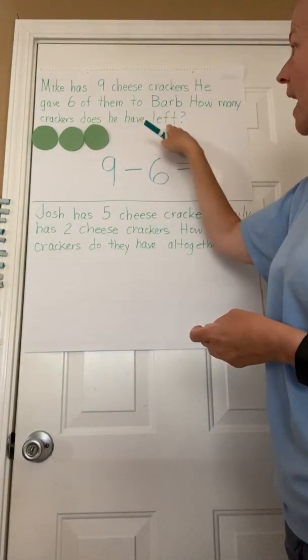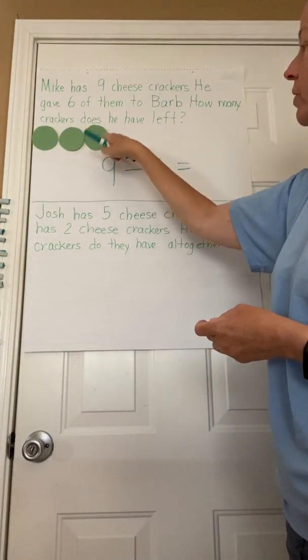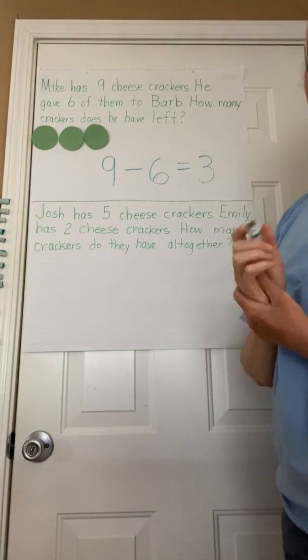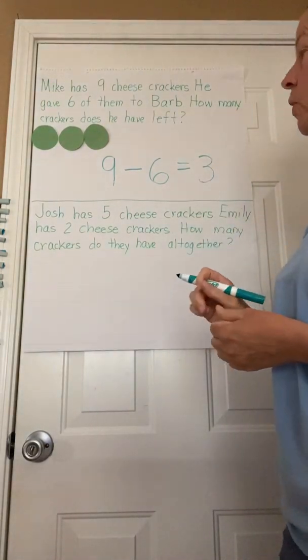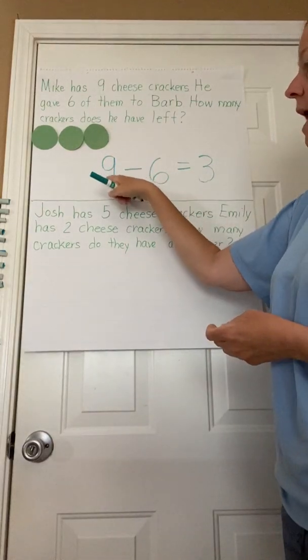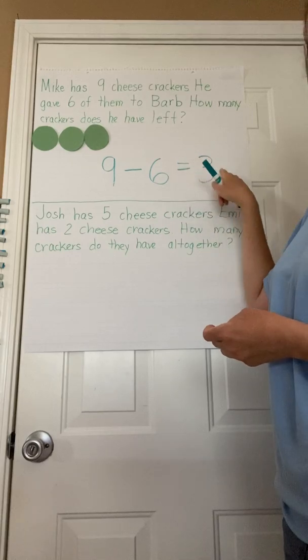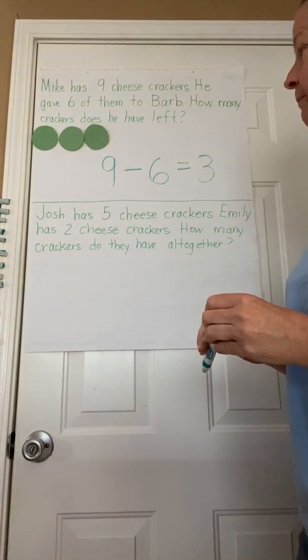So how many did he have left? 1, 2, 3. Around a tree, that's the way we make a 3. So read that problem with me. 9 minus 6 equals 3. Good job.